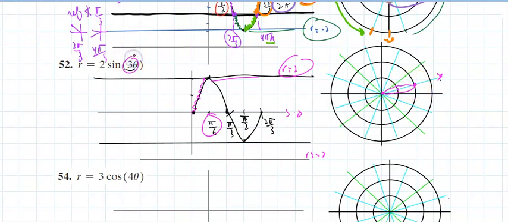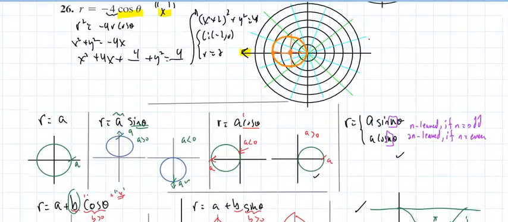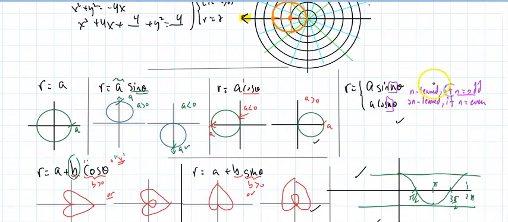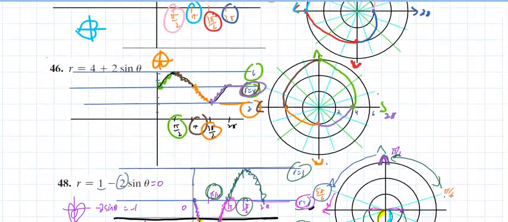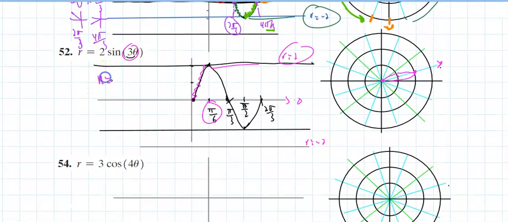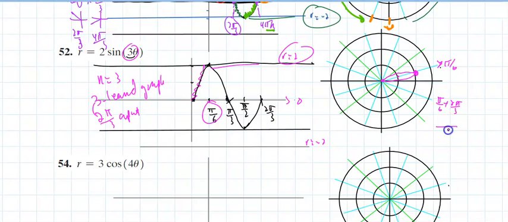Now let's go back to that. We said if n is odd, you get that many leaves, or that many petals. Since n is 3, that indicates I have a 3-leaved graph. Take 2 pi and divide it by the 3 petals, which means wherever this peak happens, if I add 2 pi over 3, that's the next time it's going to peak. So if I take pi over 6 and add 2 pi over 3 to it, what do I get?